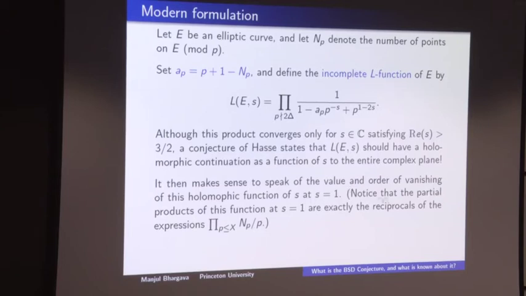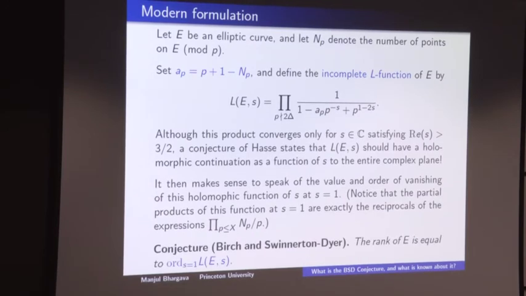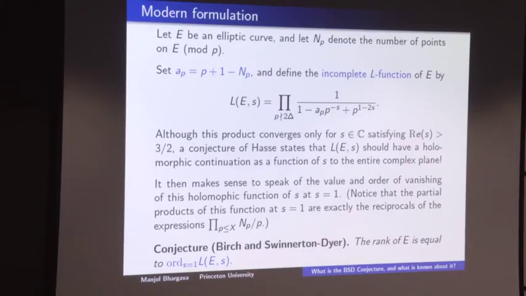So the reason this is happening is that the partial products of this function, up to x, are exactly the products of N_p over p, or actually the reciprocals of N_p over p. And so that's why that causes the function to be very tiny near s equals 1. In fact, the order of the zero there should be the rank. And that's the modern formulation of the Birch and Swinnerton-Dyer conjecture, that the rank of E is equal to the order of vanishing, the order of the zero at s equals 1 of this L-function at s. So that was a lot of stuff to say.